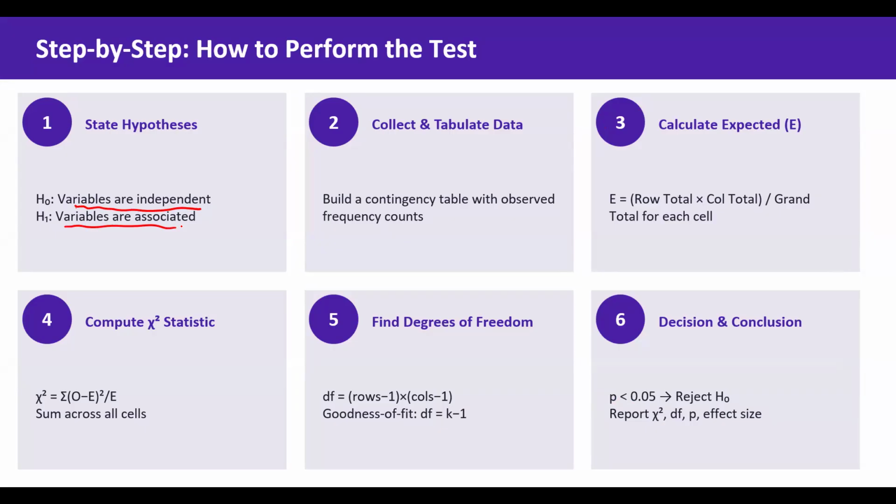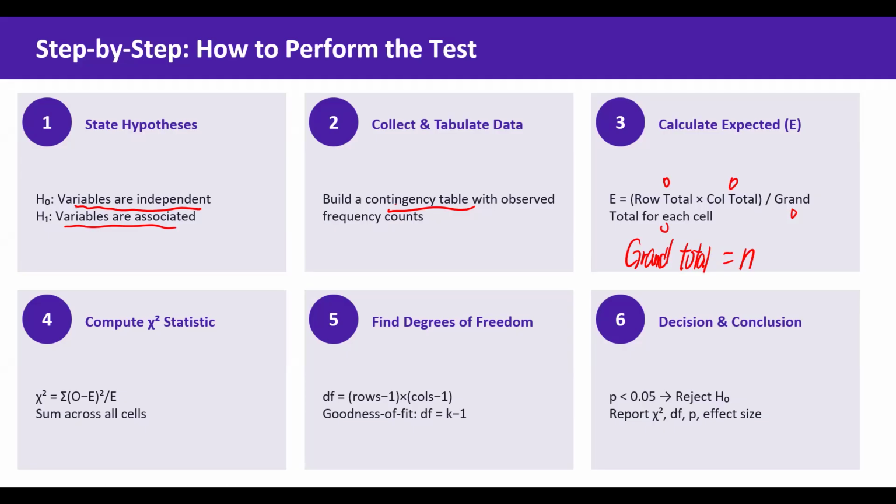Then we collect and tabulate data, meaning building the contingency table with observed frequencies. After that, we calculate the expected frequencies. Expected frequency is calculated using row total times column total divided by the grand total. You can also say grand total is the sample size.